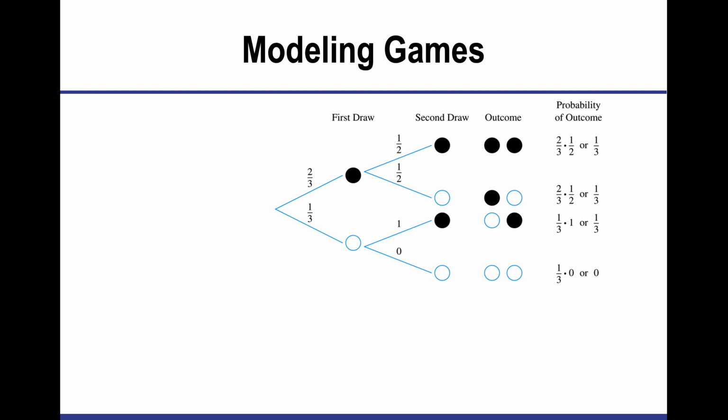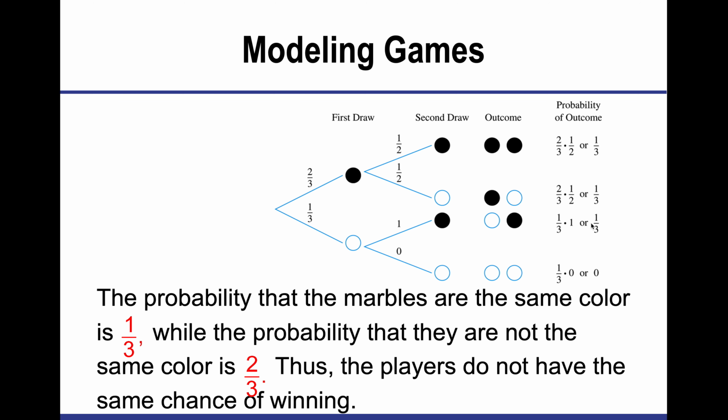I'm doing multiple draws that I'm finding the probability of, so it's the multiplication rule. I'm looking at how many outcomes there are. The probability the marbles are the same color is 1/3, because this is going to be 0 here and this is 1/3 up here, while the probability that they are not the same color is 2/3. So the players do not have an equal chance of winning.